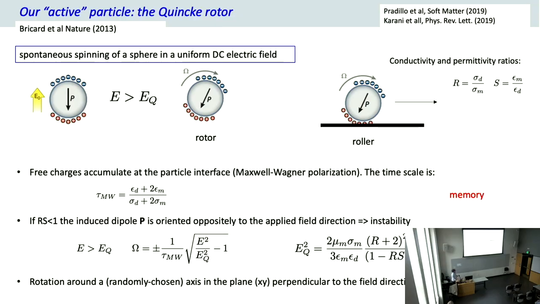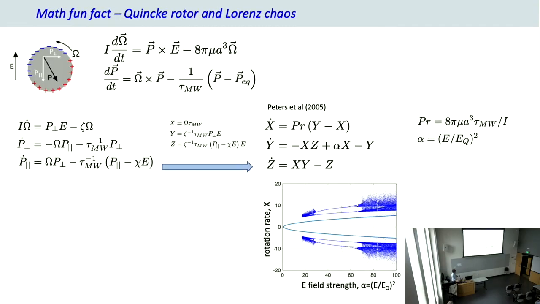So why is it valuable for us to create active matter? Before I get there, I wanted to give you a fun fact. I mentioned the water wheel. If you take nonlinear dynamics and chaos, you're familiar with the Lorenz chaos. It turns out that the Quincke rotor is one of the few physical realizations of Lorenz chaos. If you take the equations of motion, which are the conservation of angular momentum and the polarization relaxation, you can actually map them with a kind of smart transformation exactly onto the Lorenz equations.